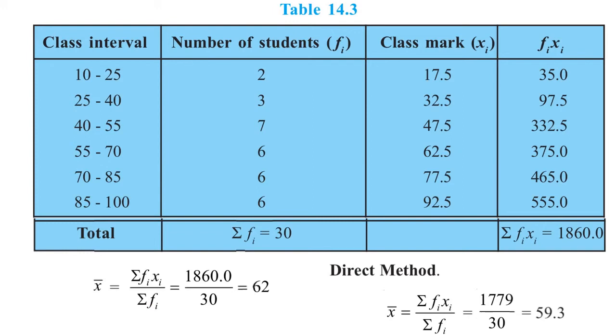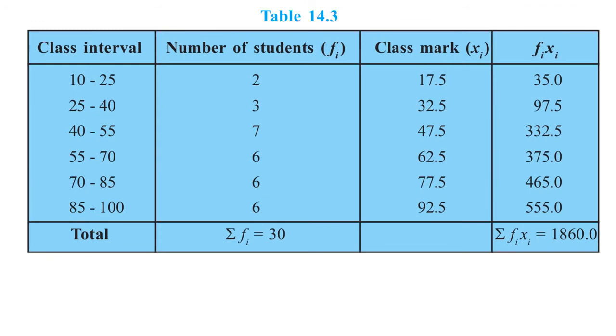Sometimes when the numerical values of xi and fi are large, finding the product of xi and fi becomes tedious and time consuming. So for such situations, let us think of a method of reducing these calculations. Let's keep this table once again in front of us. We can do nothing with the fi, the frequencies over here, but we can change each xi to a smaller number so that our calculations become easy.